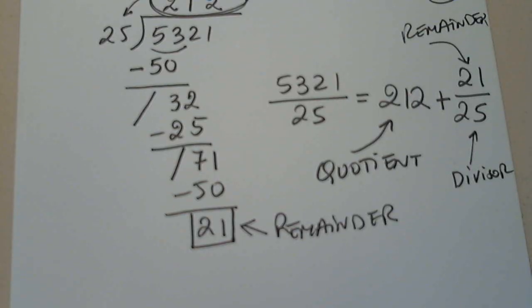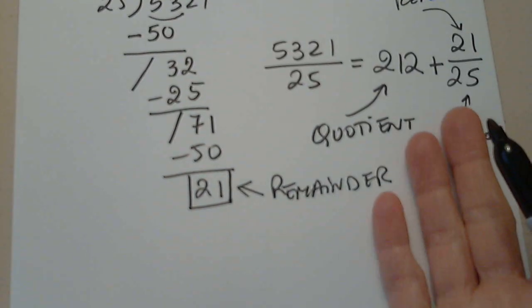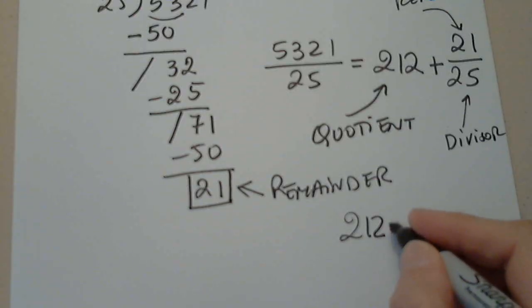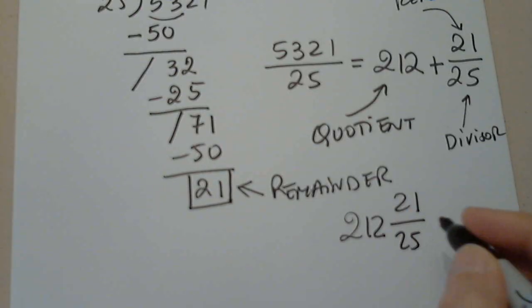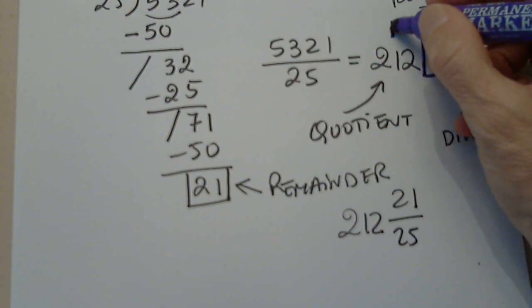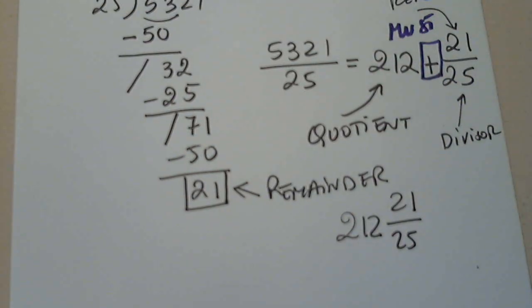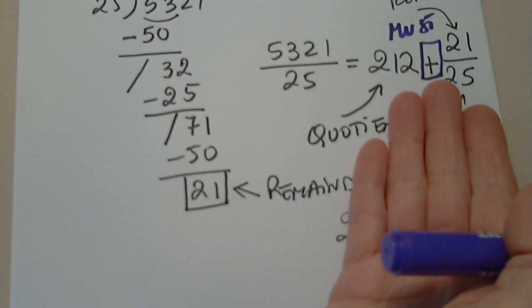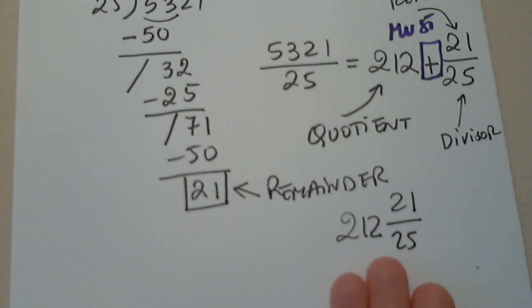With numbers, however, we are going to write the answer as 212 and 21 over 25. But for polynomials, this symbol cannot be omitted. It must be there, either positive or negative, for polynomials, not for numbers, because we don't write it like this, we write it like a mixed number. Okay, the same mechanism we are going to apply.